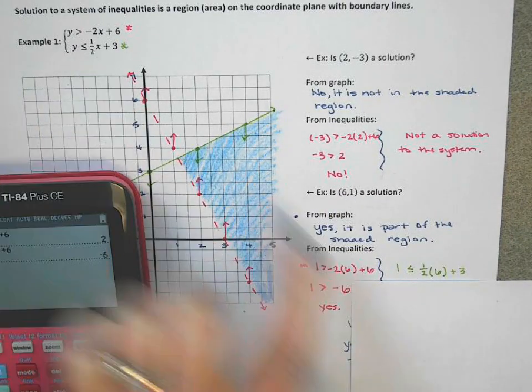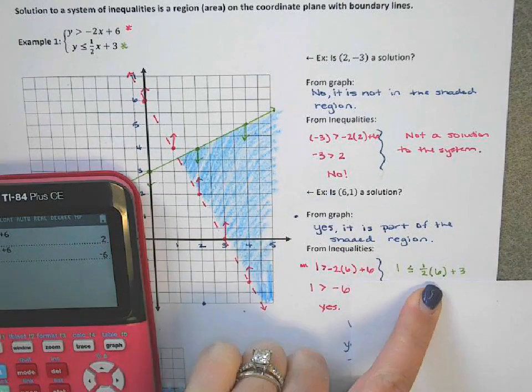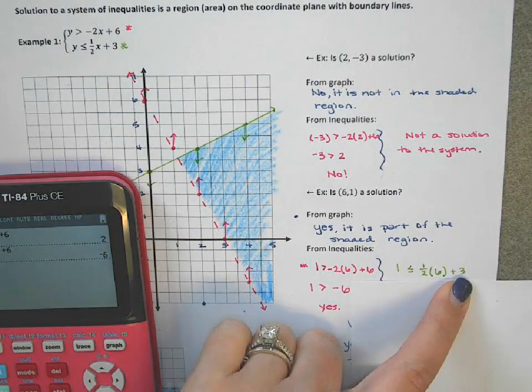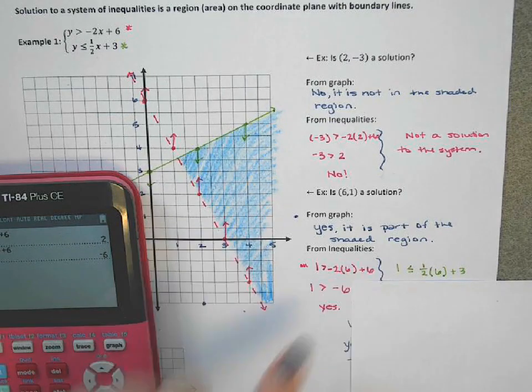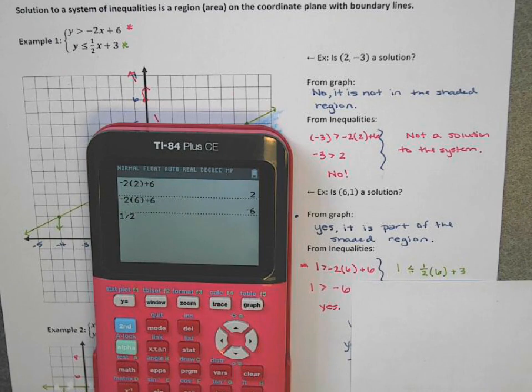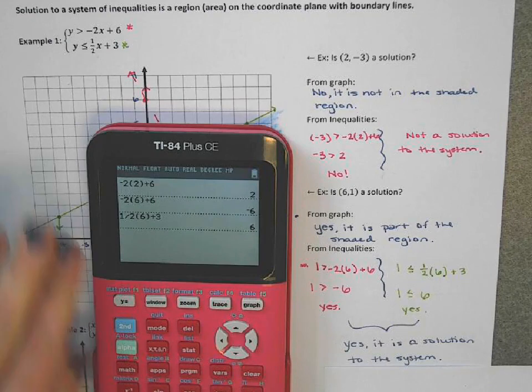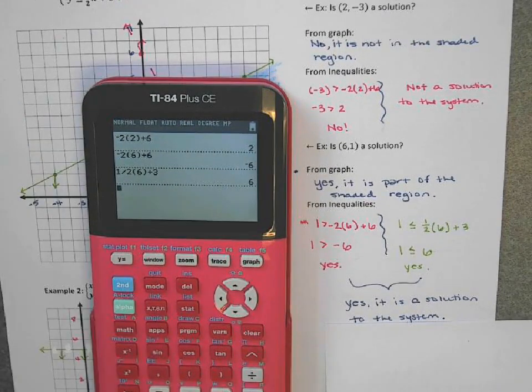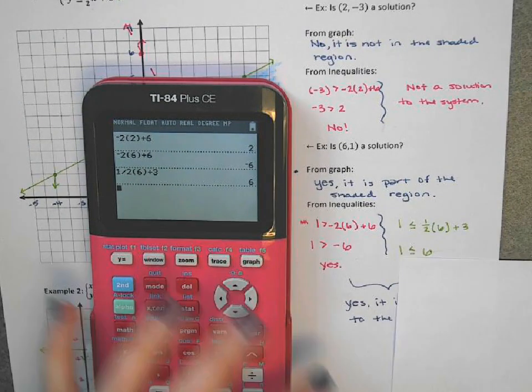1/2 times x, 1/2, our x is 6, plus 3. Okay, the left side is still 1. On the right side, we're going to plug that in. 1 divided by 2 is 1/2 times 6 plus 3. We get 6 on the right. Is 1 less than or equal to 6? Yes, it is. So yes, it is a solution to the system. And that's how we answer that.